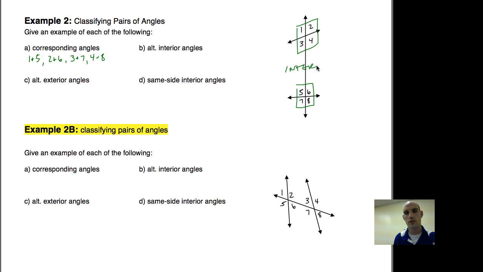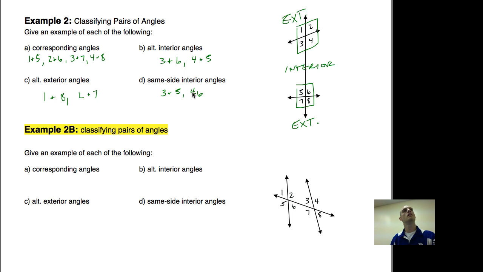Alternate interior angles. Remember, this is interior and this is exterior. Okay, so alternate interior angles are going to be like 3 and 6, 4 and 5. Alternate exterior are going to be like 1 and 8, 2 and 7. Same side interior like 3 and 5, 4 and 6. It doesn't really matter how they're numbered. It's about the relative position.